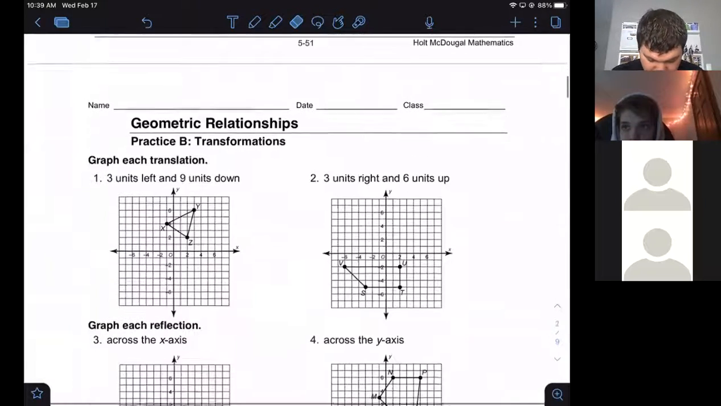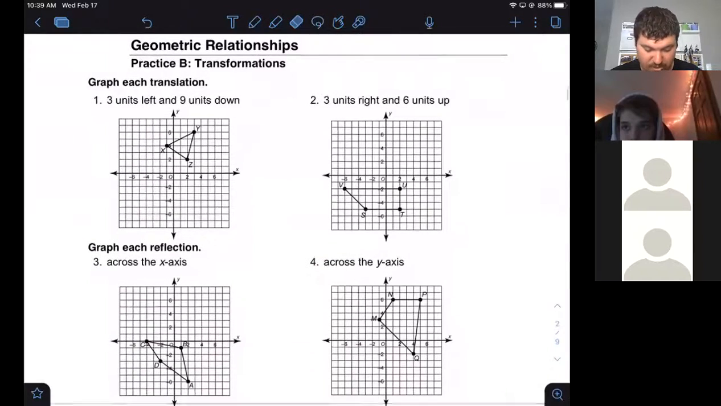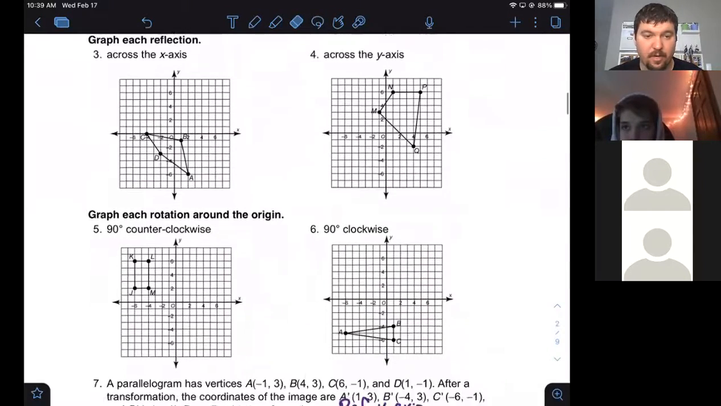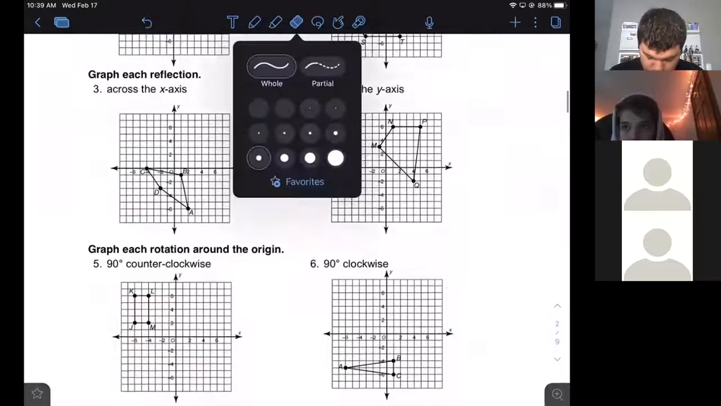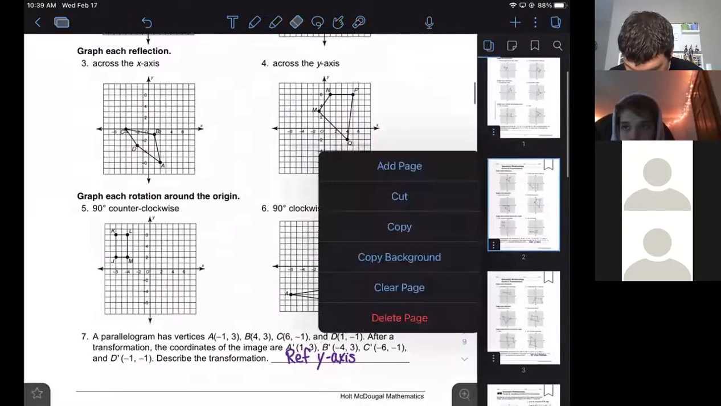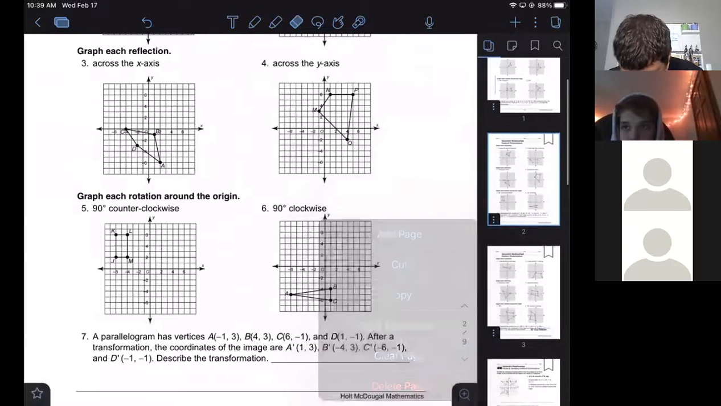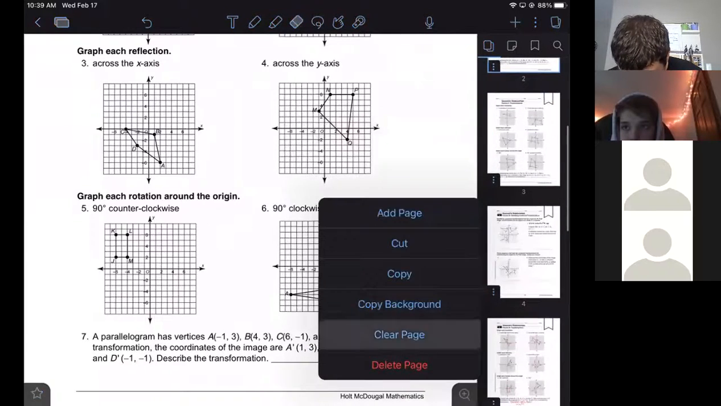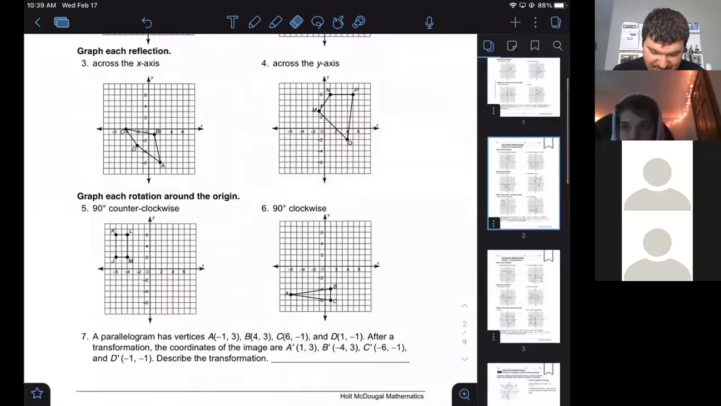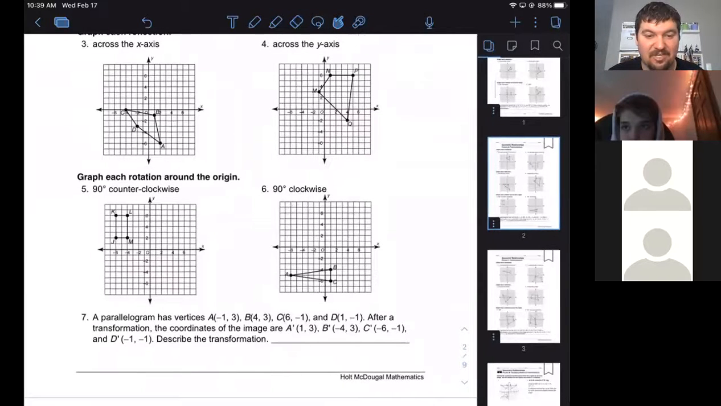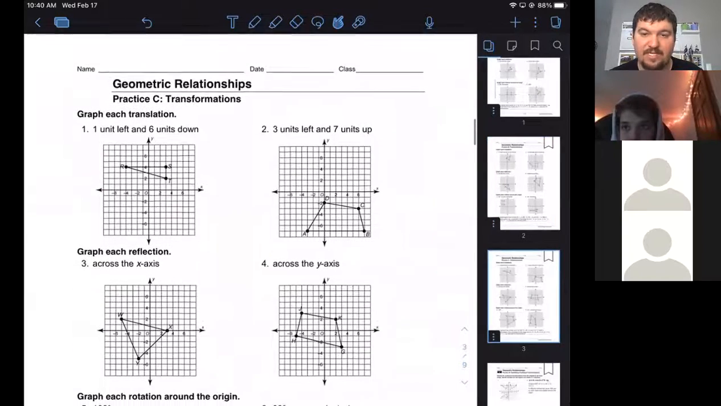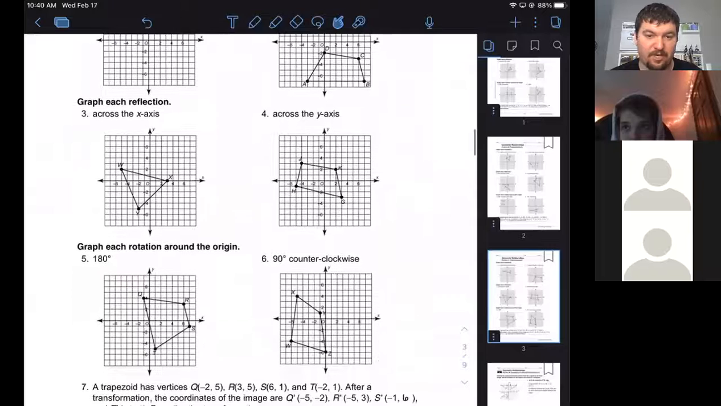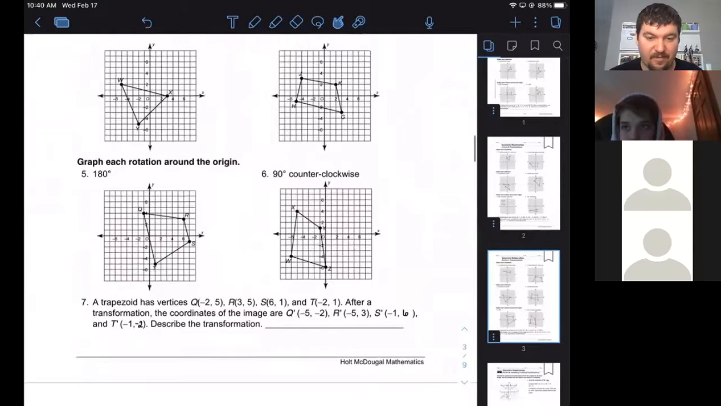All right, second page. Again, translation, translation, reflection, reflection, rotation, rotation. Apparently I've got some answers here that I don't want to give out. All right, so then we have number 7, which is again asking you what's happening to the coordinates. Third page, translation, translation, reflection, reflection, rotation, rotation. Then it's giving you coordinates and it wants to know what kind of transformation it was, be specific.